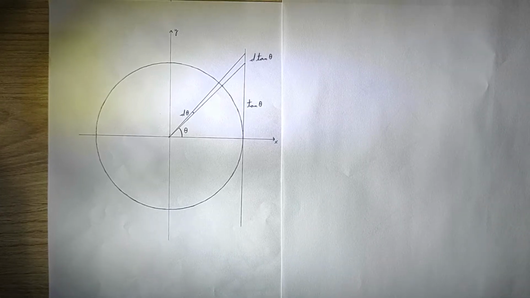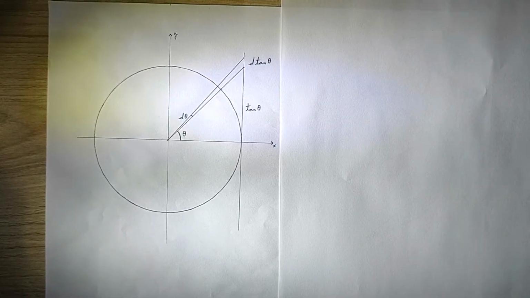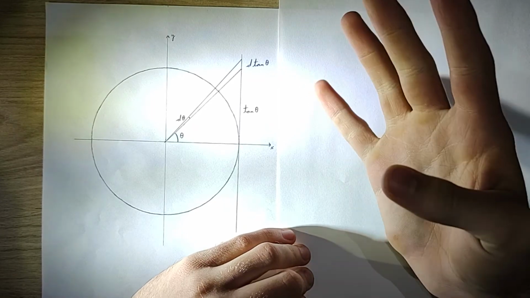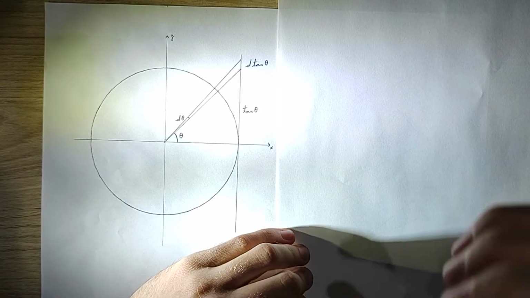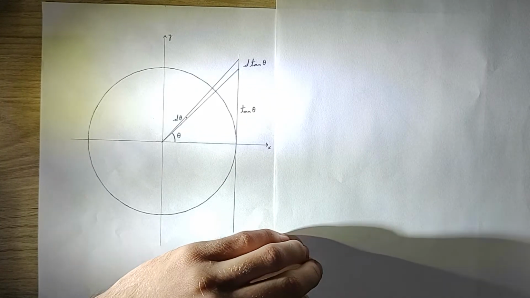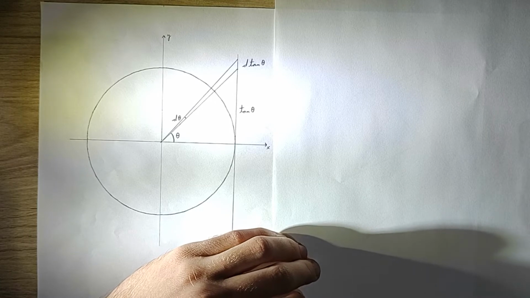Hello there! In this video I will talk about the derivatives of trigonometric functions, more specifically tangent, cotangent, secant, and cosecant, using a geometric point of view. That is, I will find expressions for these derivatives using only circles, triangles, and angles, and so on.